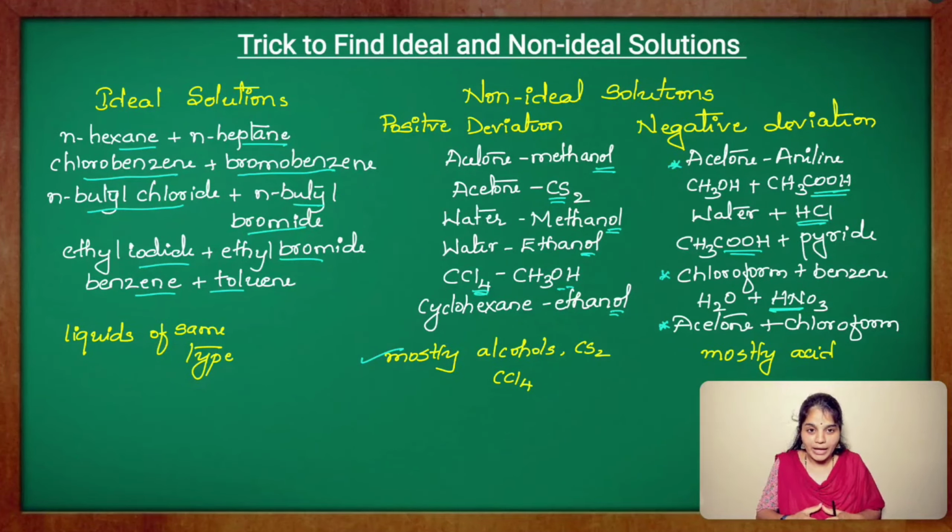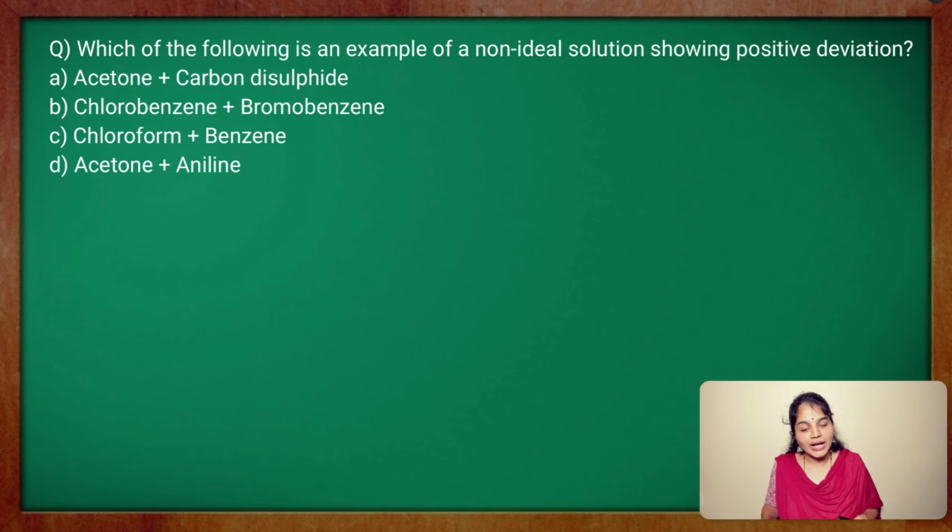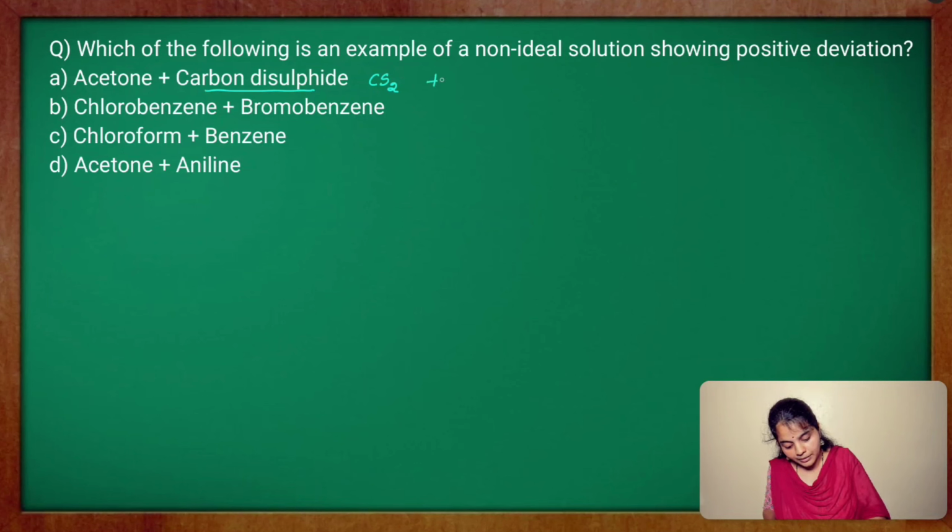Now again, we shall look back into the question that I had asked in the beginning of this particular video, and now let us see whether you can answer that particular question. Here is the question, and you have to identify the solution that is exhibiting positive deviation. Now let us look into the options. First option, we have acetone and carbon disulfide. So here you see we have carbon disulfide, CS2. Can you remember which type of solution is this? So when we have alcohol, carbon disulfide, CCl4, it is showing positive deviation from the Raoult's law.